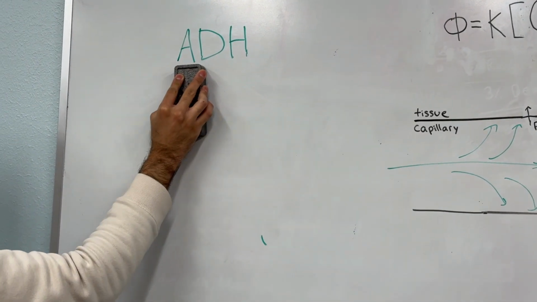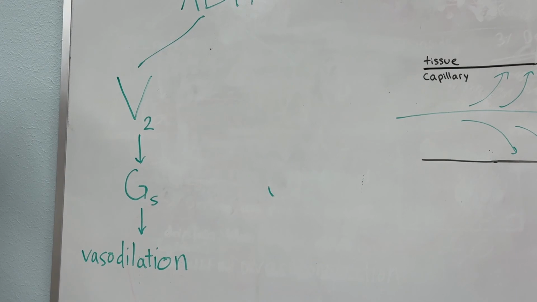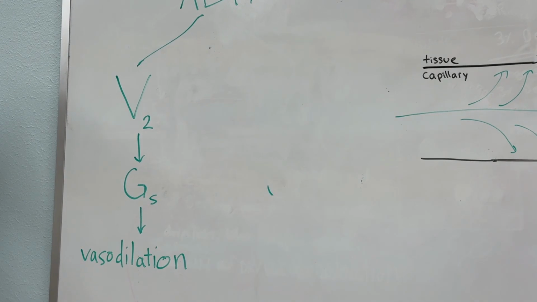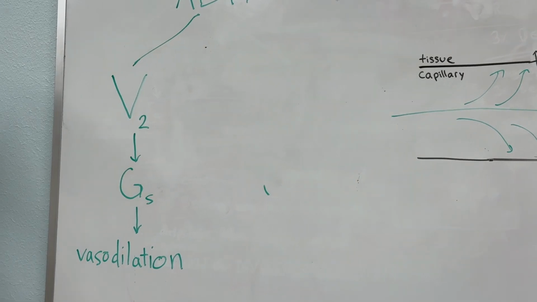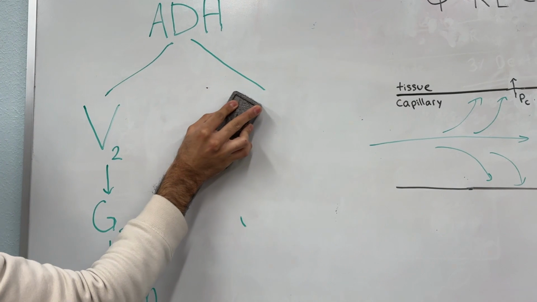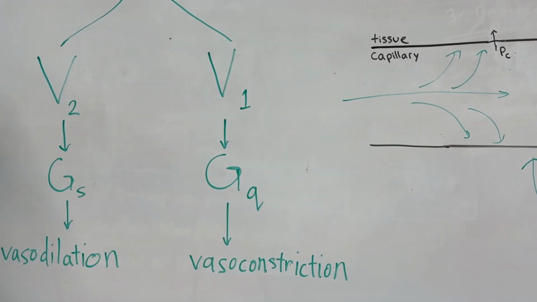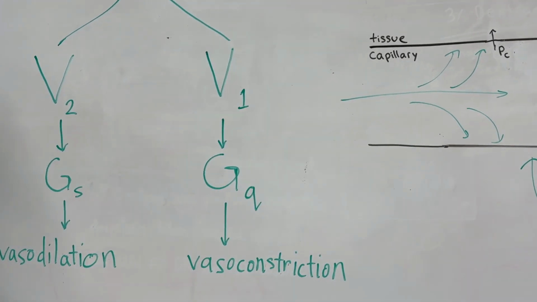ADH can bind to vasopressin 2 receptors, which would trigger the GS transduction pathway. As discussed, the GS transduction pathway ultimately causes vasodilation of the frog's blood vessels. However, our frog expressed more vasopressin 1 receptors in vascular smooth muscle, which resulted in the activation of the GQ transduction pathway, leading to vasoconstriction of the arterioles.